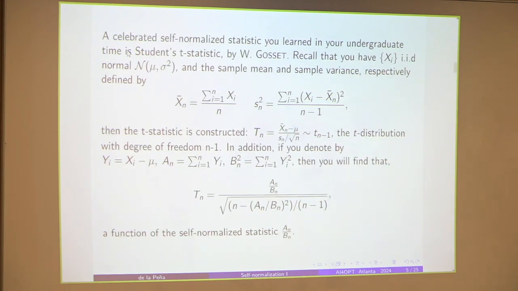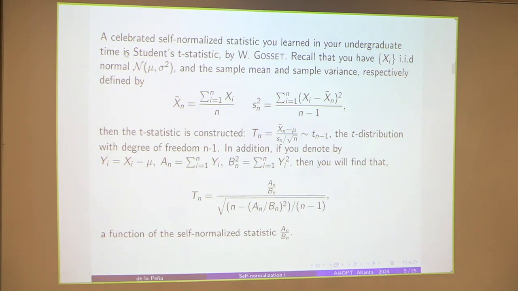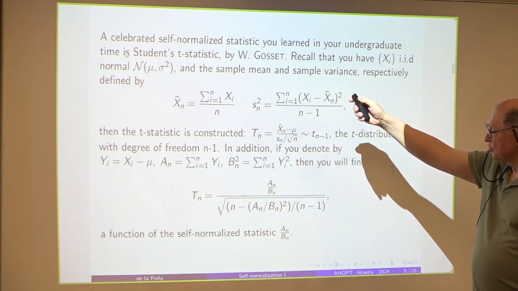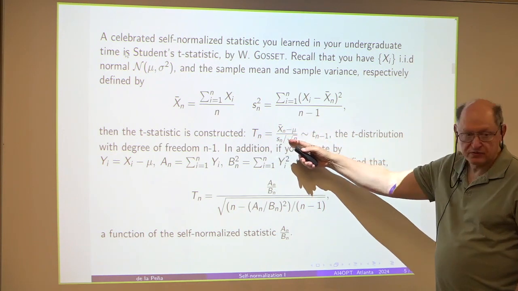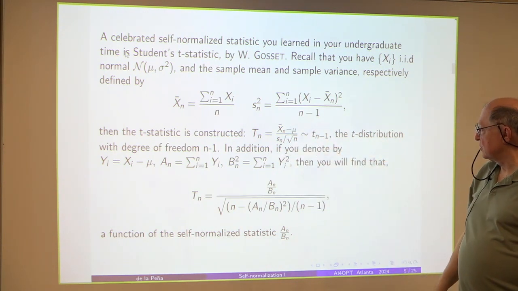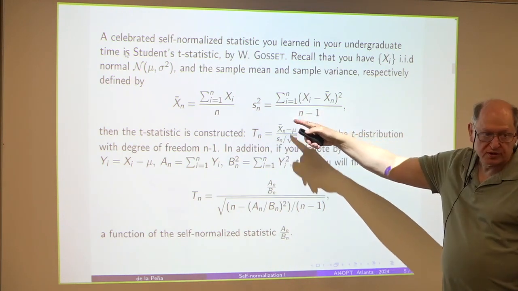Okay, so I guess this is a repeat of what I was saying a little bit. So the t-statistic is for IID normal variables with mean mu and variance sigma square. And so we have the sample average, the sample variance, and Gosset, our student, developed the distribution of this random variable. Now, so why is the t distribution important?